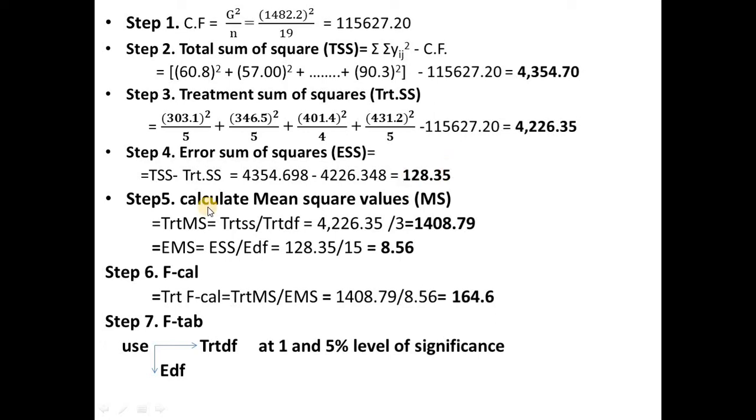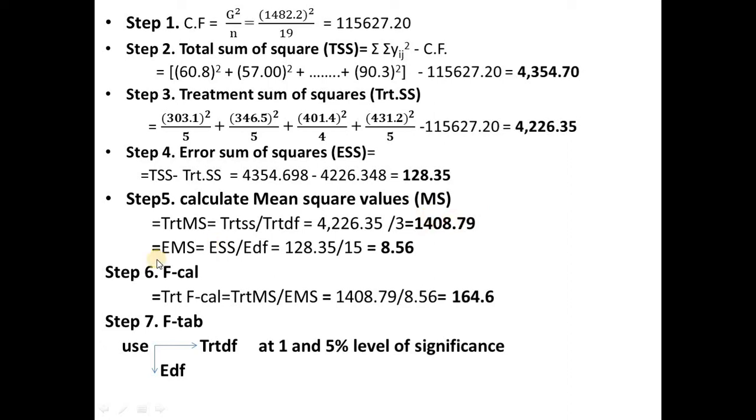Then the next step is calculating the mean square values, or MS values. The treatment MS is calculated as the treatment sum square value divided by its degree of freedom. The treatment sum square value was this one, divided by the treatment degree of freedom, 3. That means the number of treatments, 4 feed types, minus 1 gives us 3. So this value is divided by this one, and it will give us this treatment mean square value.